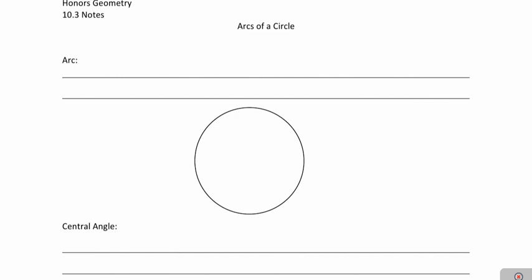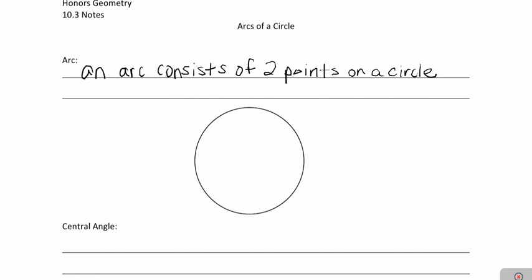In this video, we will be discussing several different vocabulary words related to arcs of a circle. So to start, we're going to talk about the definition of an arc. An arc consists of 2 points on a circle, and all the points on the circle needed to connect the points in a single path.